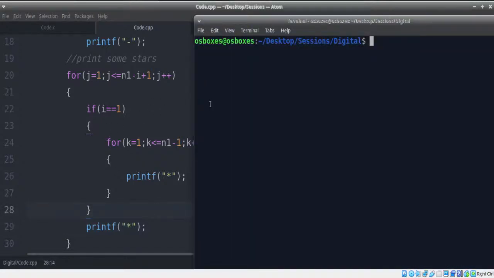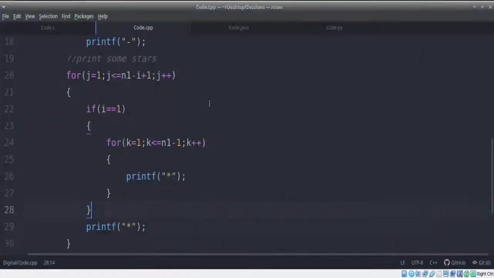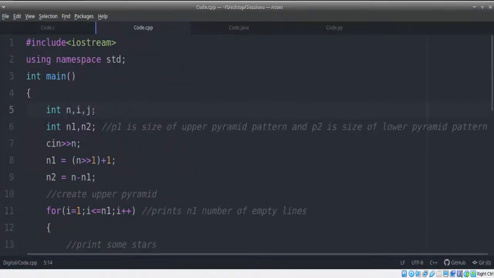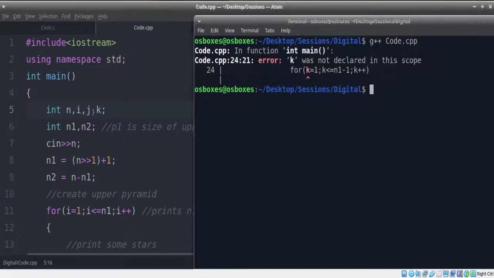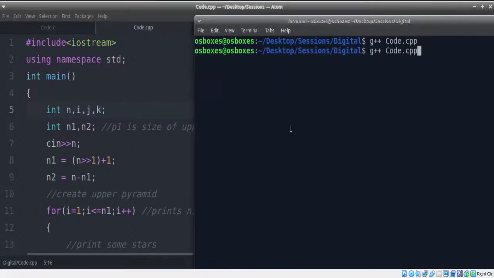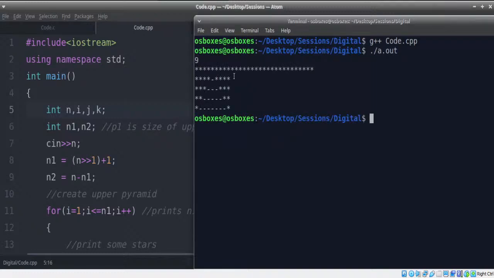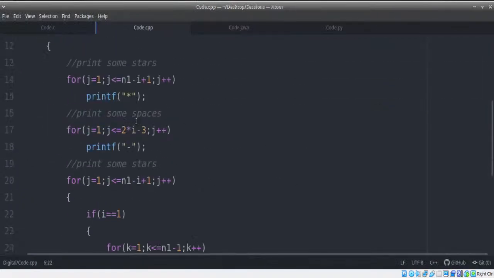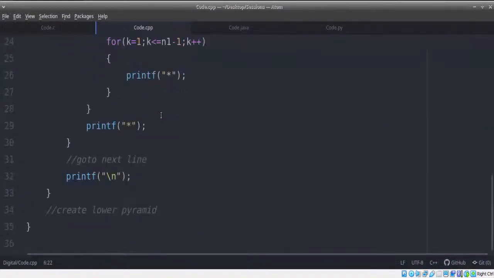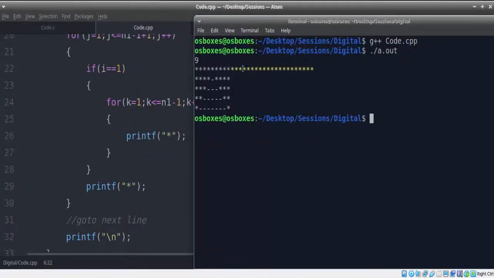So let's give this a try. I'm not sure whether this works. Let's compile and run this. Again, k is not declared. Let's also do that. Now let's compile this and run this. If I give something like 9, I'm going to get this. Is this correct for the first line? Now comes the confusion. Is this really correct for the first line?